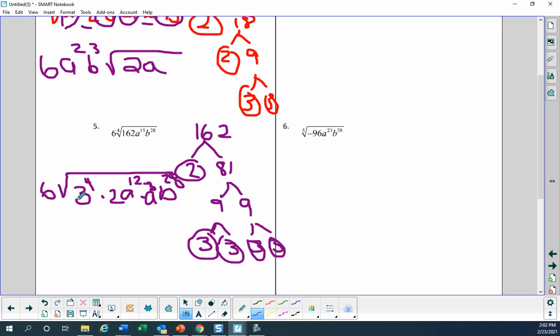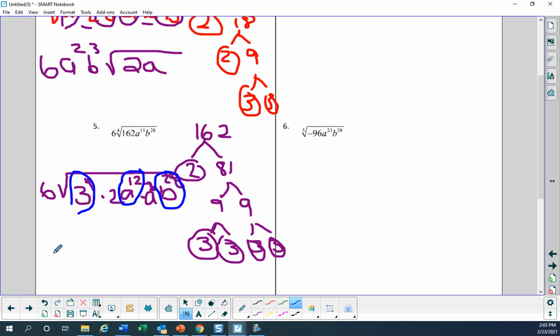All right, so 3 to the power of 4 can come out. So if I'm looking at what can come out, this can come out. 2 can't come out, right? A to the power of 12 can come out. A cubed cannot come out, so then B to the power of 28.